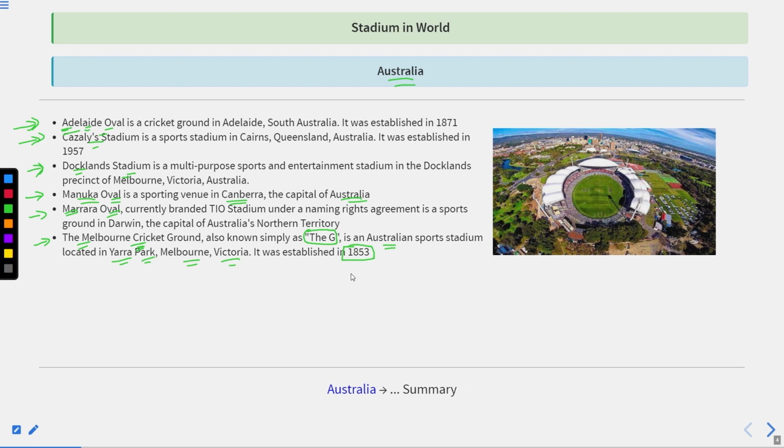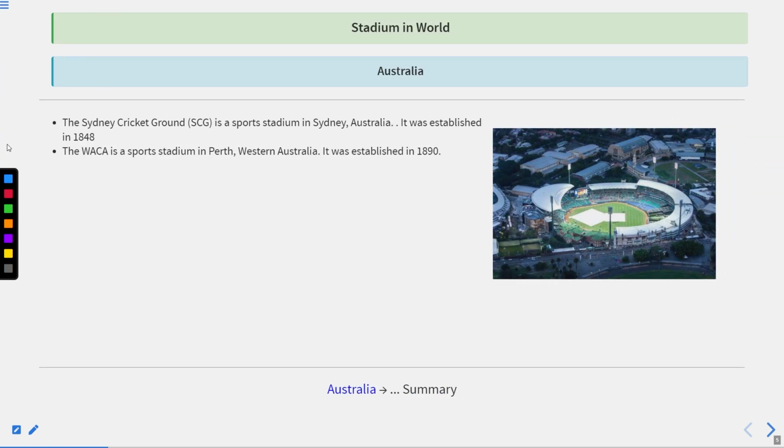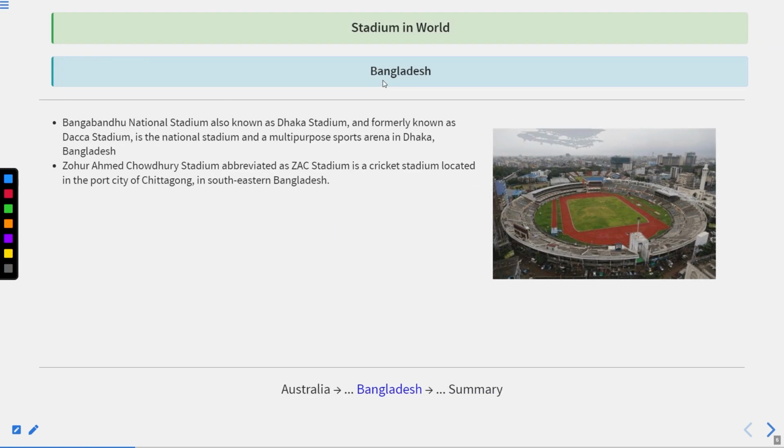Now, in Australia, further, we have the Sydney Cricket Ground, also known as SCG. It is a sports stadium in Sydney, Australia. It was established in the year 1848. Then we have the WACA. It is a sports stadium in Perth, Western Australia. It was established in 1890. Then we have Bangladesh.